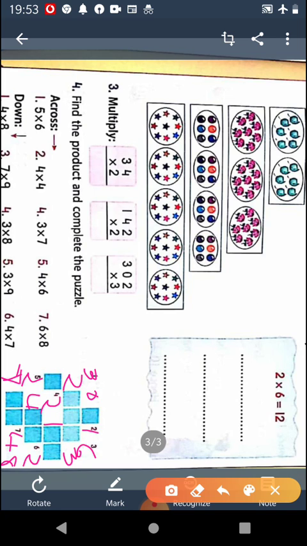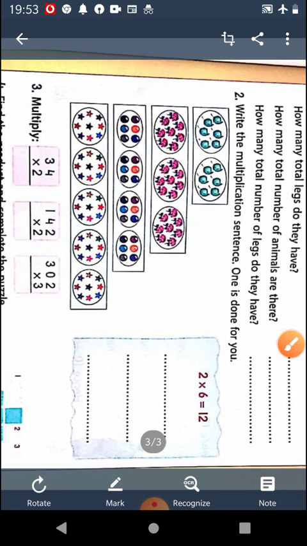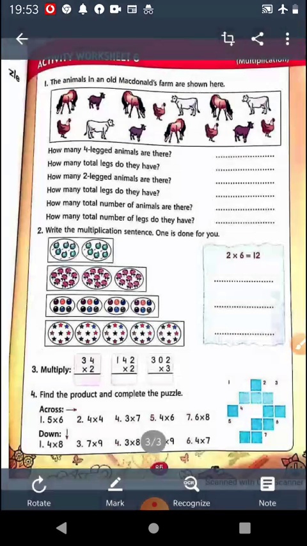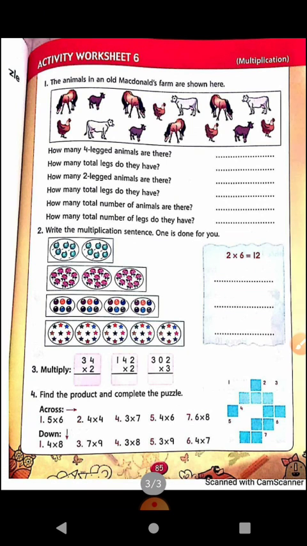Okay children. So with this we have completed lesson number 4, that is multiplication. So in this lesson we have done multiplication by grouping, multiplication on number line, multiplication as repeated addition, multiplication tables of 6, 7, 8, 9 and 10, and multiplication of 2-digit and 3-digit numbers by single digit number without borrowing, and then we have done multiplication stories. Okay, that is word problems based on multiplication.